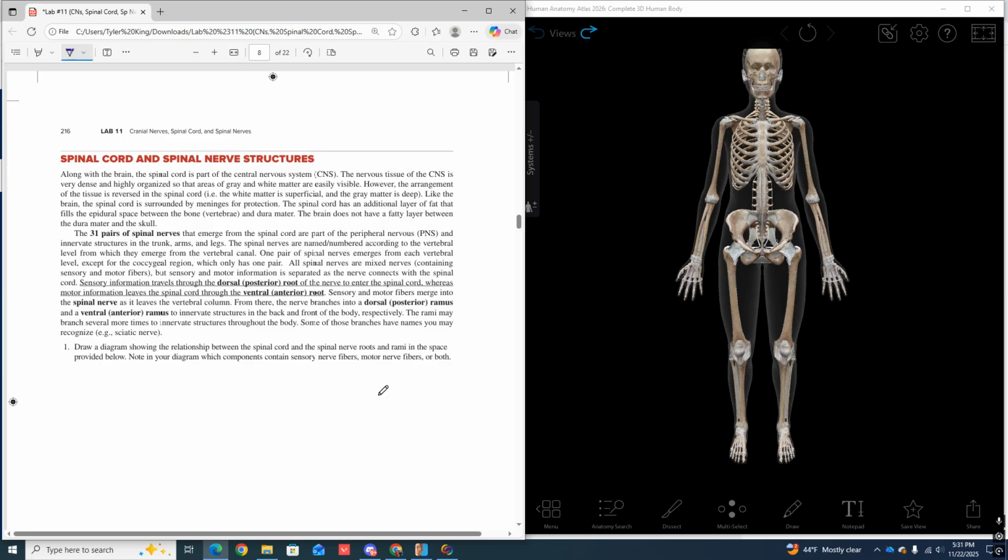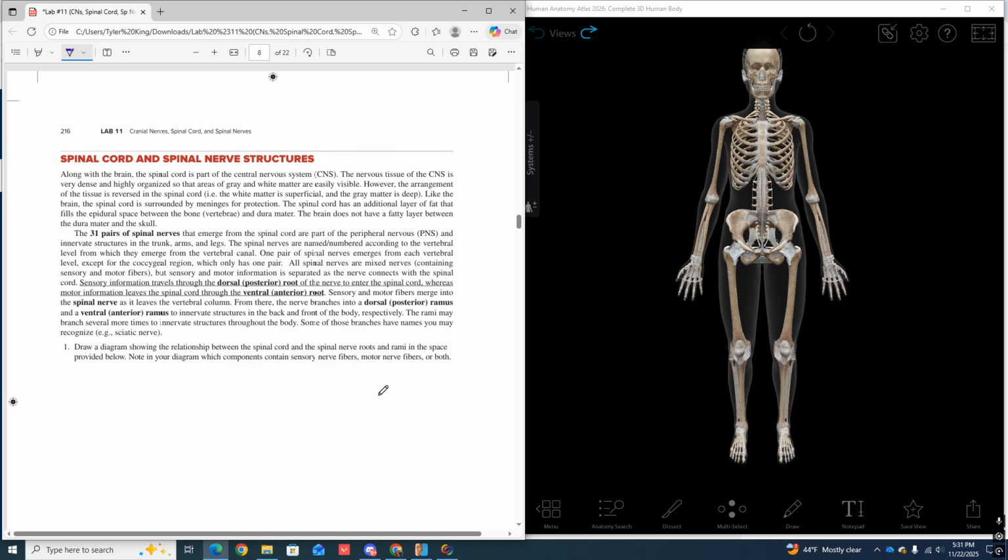Okay. So, along with the brain, the spinal cord is a part of the CNS. We talked about the brain. We're going to talk about the spinal cord, the last part of the CNS. The nervous tissue of the CNS is very dense and highly organized so that areas of gray and white matter are easily visible. However, the arrangement of the tissue is reversed in the spinal cord, where the white matter is more superficial, the gray matter is deep.